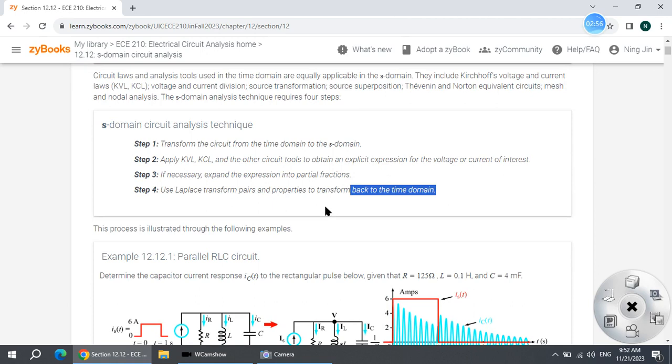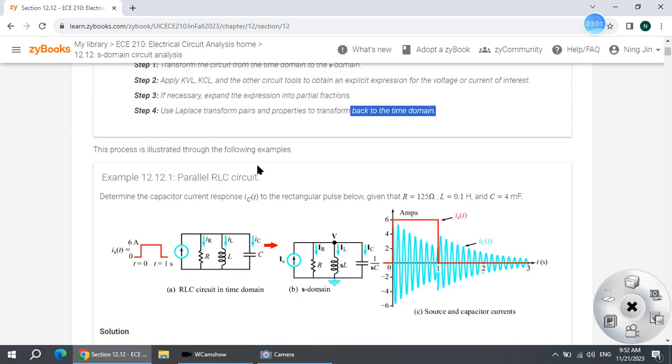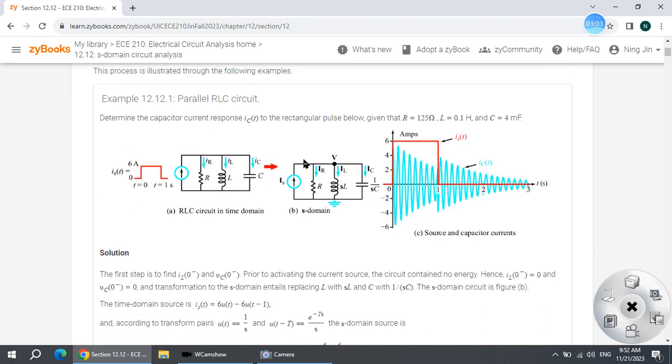Now all the knowledge you already have, so here we just practice on some examples. The first one, we have a circuit that looks like this: a current source and 3 devices connected in parallel, a resistor, an inductor, and a capacitor. The input signal is Is of t, a current source. It's 0, then 6 ampere, then 0 again.